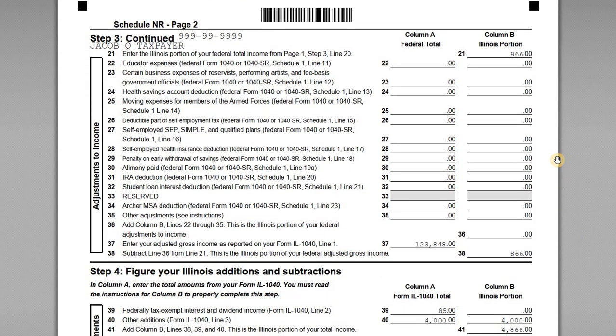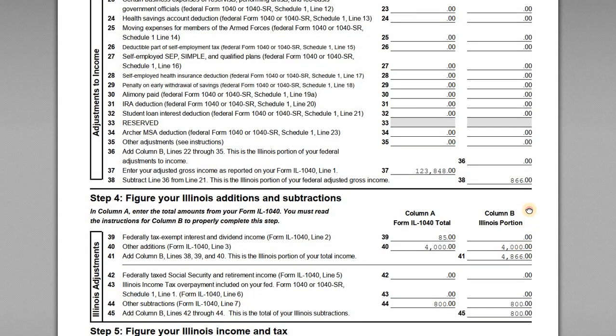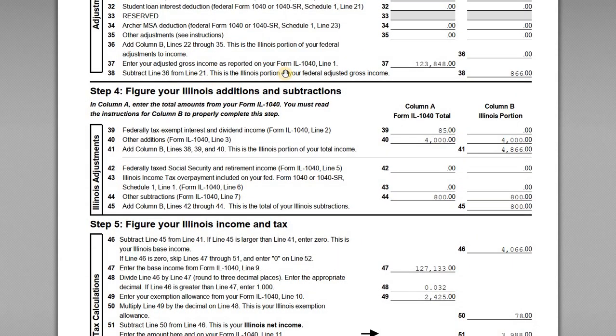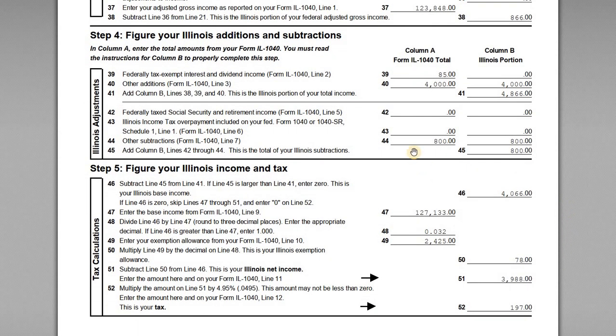Step 3, in page 2 of the Schedule NR. On the federal column here, nothing left to report, right? None of these apply. We carry over the Illinois portion of federal income from page 1 there, so $866. So when we get down to the totals here, we've got the AGI as reported on IL-1040 line 1 of $123,848, and then the Illinois portion is $866. Now we get into the adjustments, and as they're a portion for 1040 versus the Illinois 1040 portions, right?